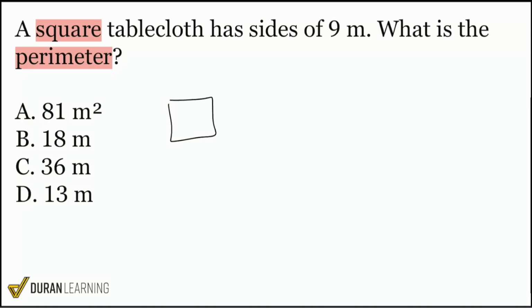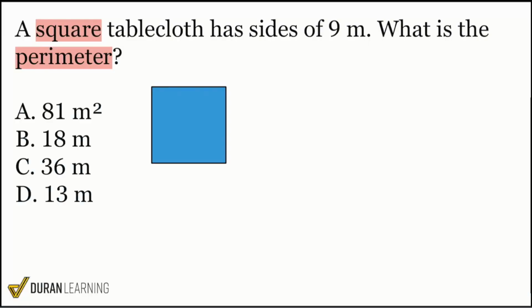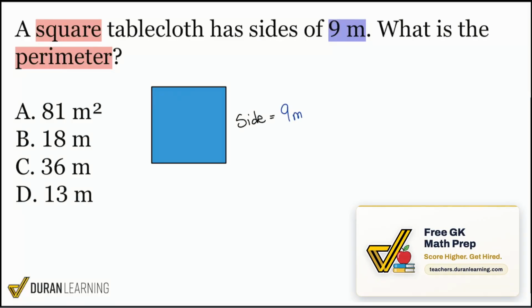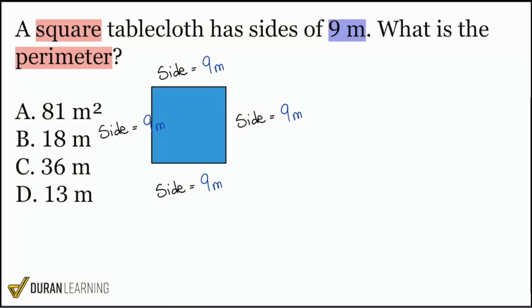When it comes to squares, let's go ahead and just expand upon that right there. When it comes to squares, we have sides that are all the same. 4 sides in particular. So if one side is given to us as 9 meters, just like that, what I can tell you is that we have 4 identical sides. So we can write side equals 9 over there, over here, and over here. 4 sides that are the same. The perimeter is going to be 4 times the side.